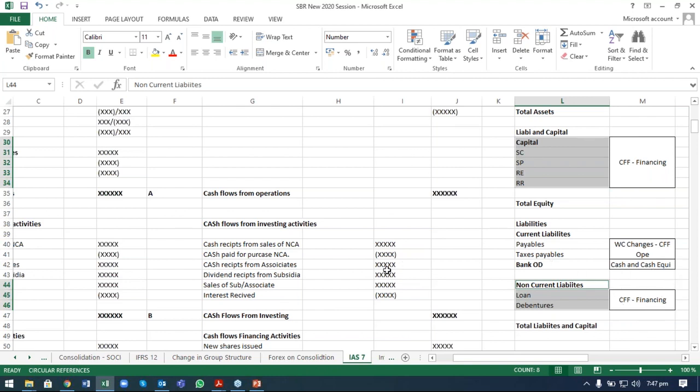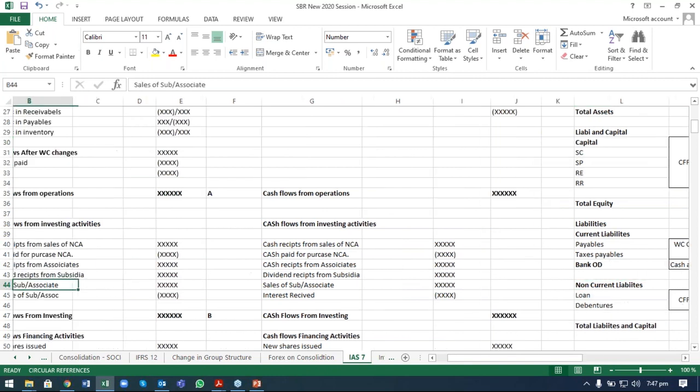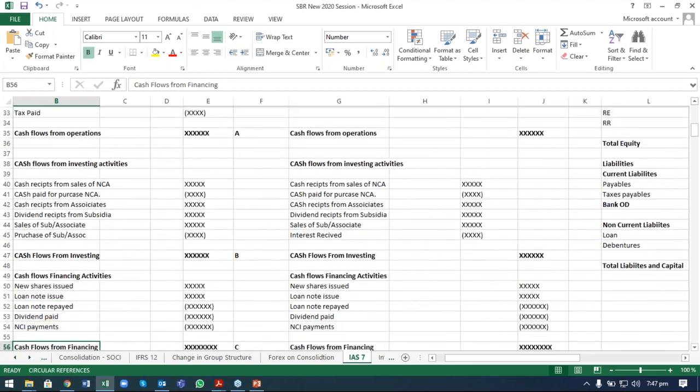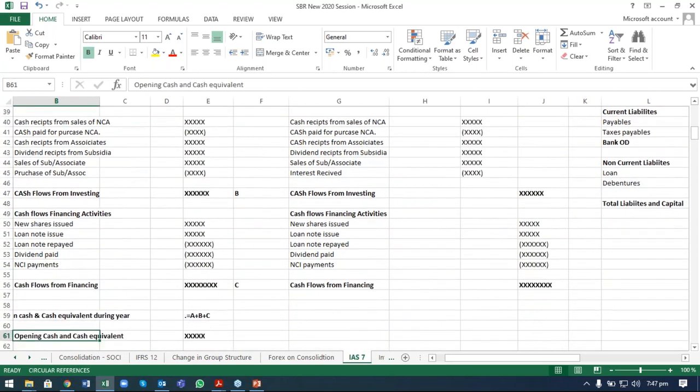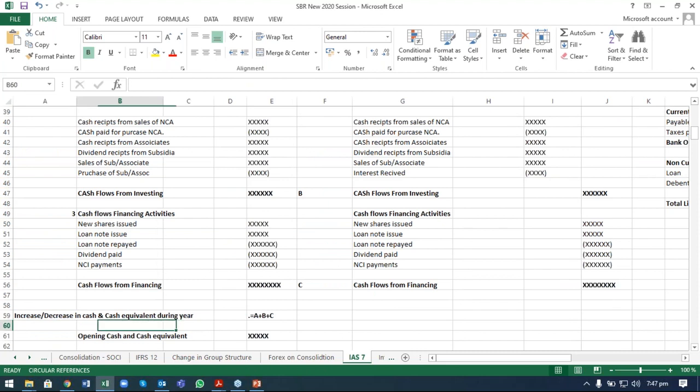The rest, this bank overdraft, should be accounted for under cash and cash equivalents. And you can see here, this is the cash and cash equivalent item that should be accounted for: opening cash and cash equivalent, closing cash and cash equivalent. So this is how it should be accounted for.